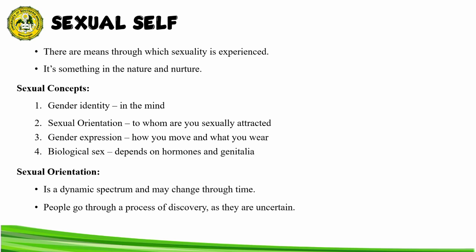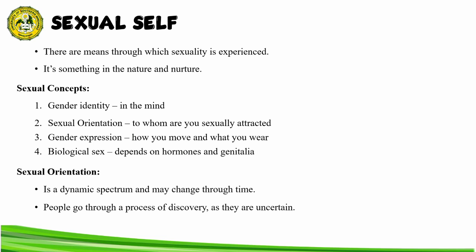We have four sexual concepts: gender identity, sexual orientation, gender expression, and biological sex. Gender identity, in the mind. So, knowing your gender comes from how you feel about yourself on the inside. It's the feeling of being a man, a woman, both, neither, or a completely different person. It's how a person thinks about and feels about their gender, which might or might not match their actual sex.